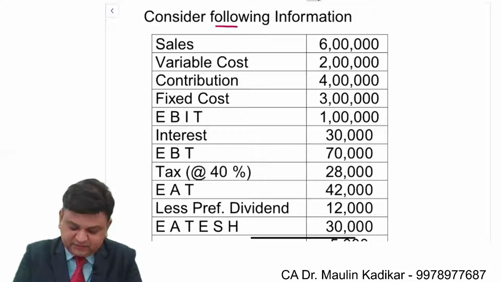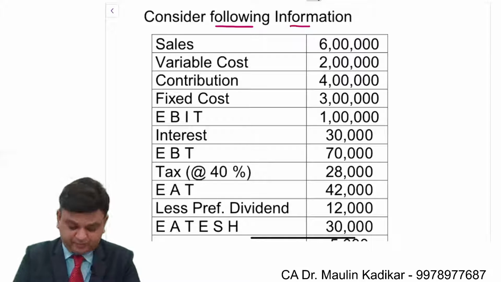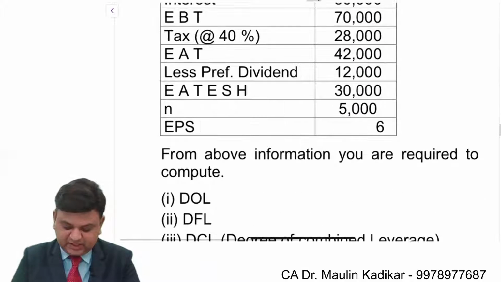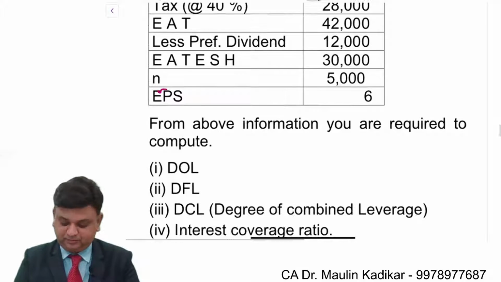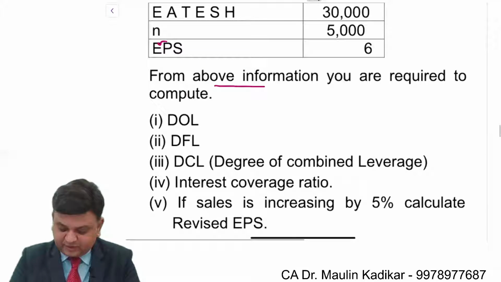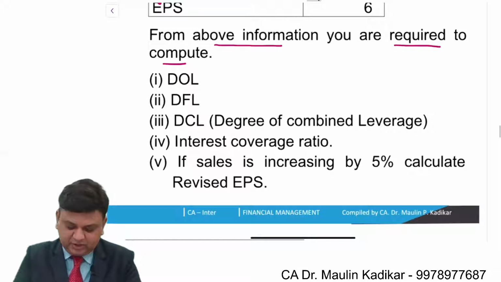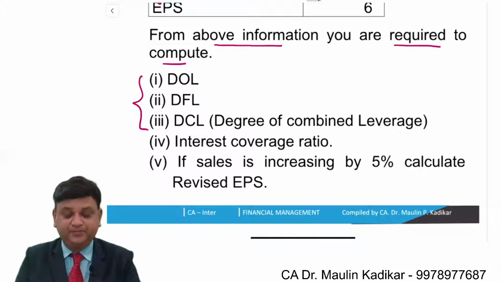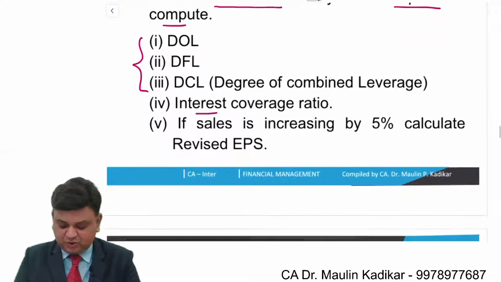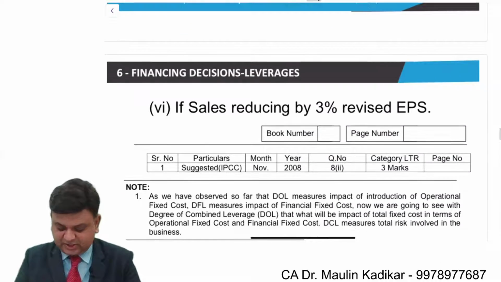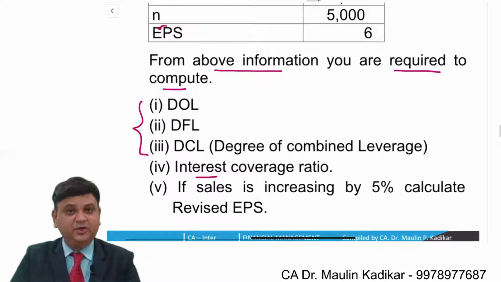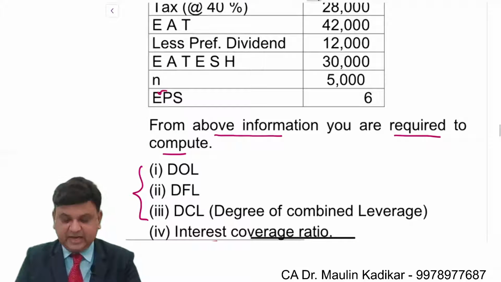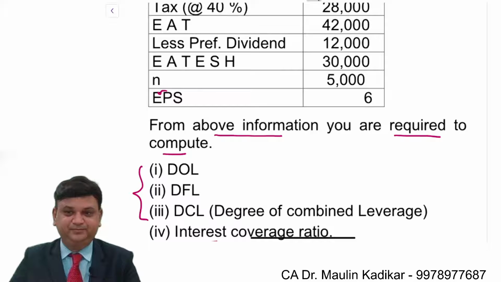Consider following simple information. Information is given from sales to earning per share. From above information, you are required to calculate. First of all, you are required to compute the leverage, interest coverage ratio, and with that, say the further questions are there. I want you to calculate first of all answer of the first three questions, that is leverage.